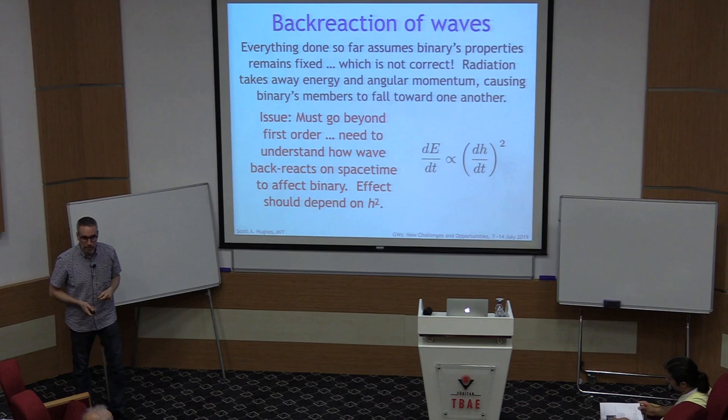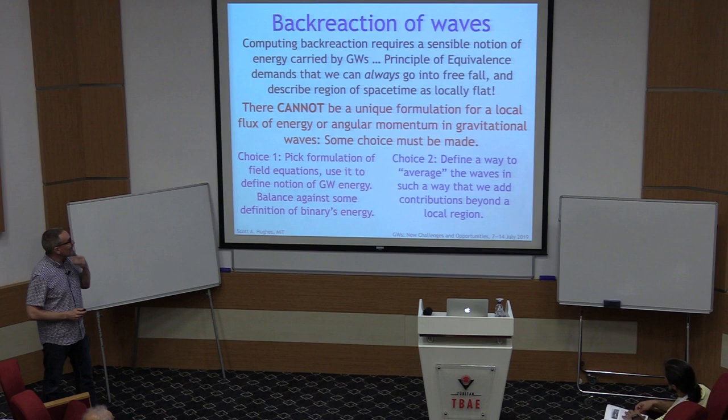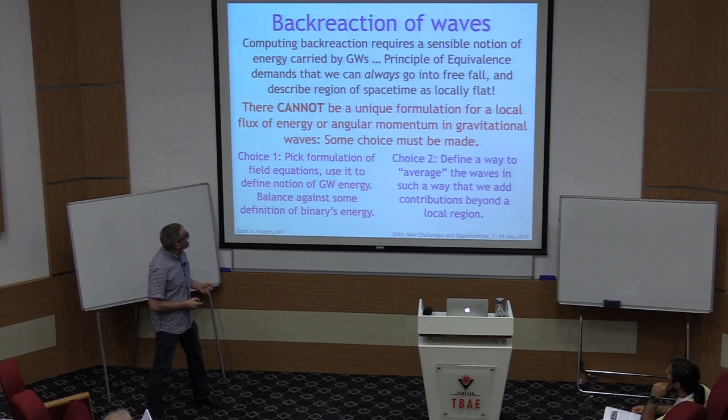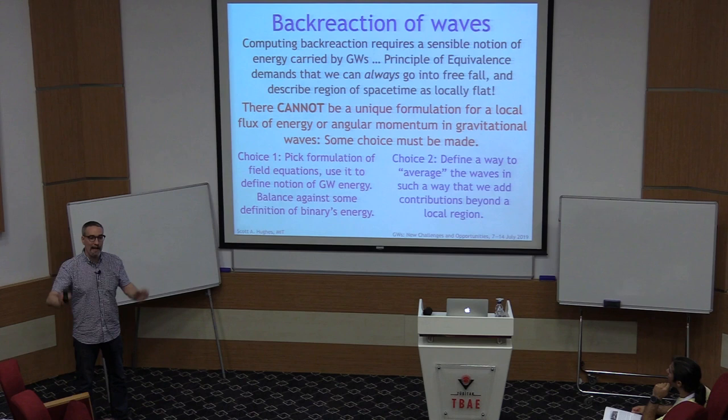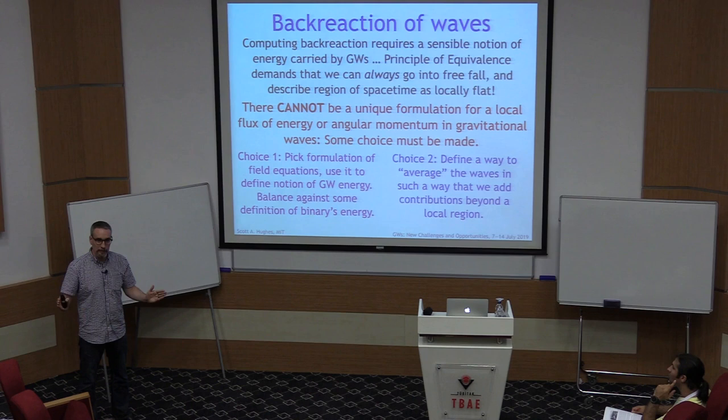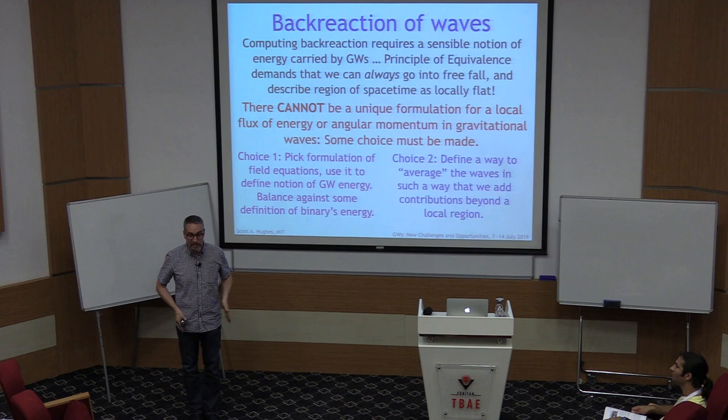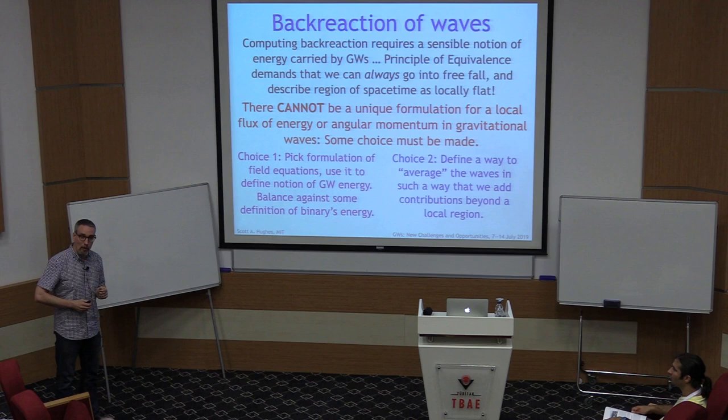So let's try to make this a little bit more rigorous. I emphasized in the last lecture that there's a challenge here. There's a fundamental theoretical challenge, which is that in general relativity, the principle of equivalence demands I cannot make a sensible local notion of energy associated with the gravitational field. I can always perform a gauge transformation such that at this exact point in space and time, space-time is flat, its time derivative is zero, and there's no energy associated with it. Okay? But that is only true in a very small location.